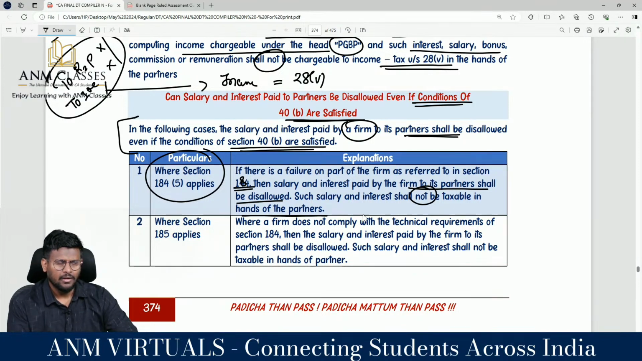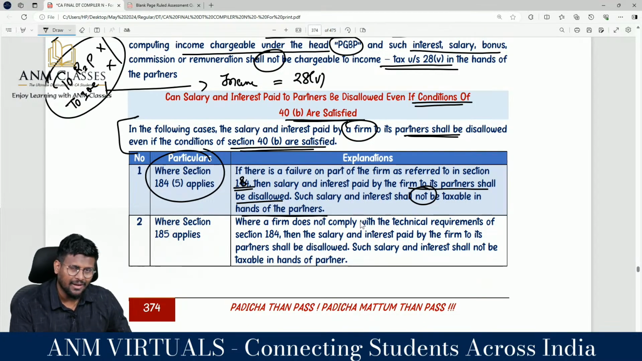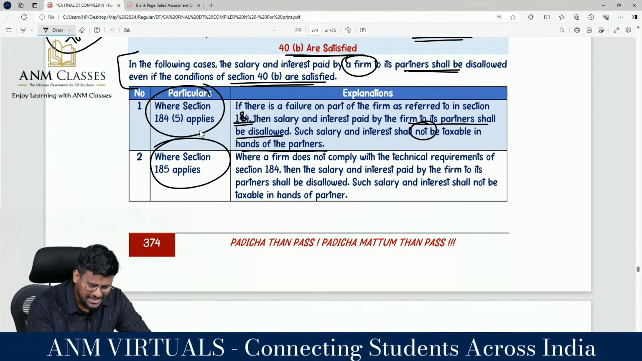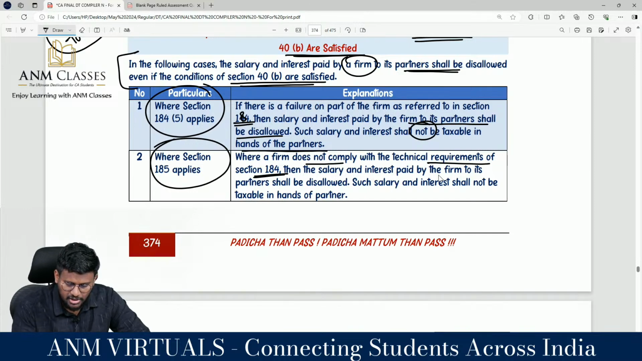Sir, there is no partnership deed, and in that partnership deed PSR has not been mentioned, then it cannot be assessed as partnership firm. Once it cannot be assessed as partnership firm, my dear lovable students, then you cannot debit remuneration to partners and interest on capital to the P&L account. Where section 185 applies, where a firm does not comply with the technical requirement of 184, then salary and interest paid by the firm to its partner shall be disallowed. Such salary and interest shall not be taxable in the hands of the partner.